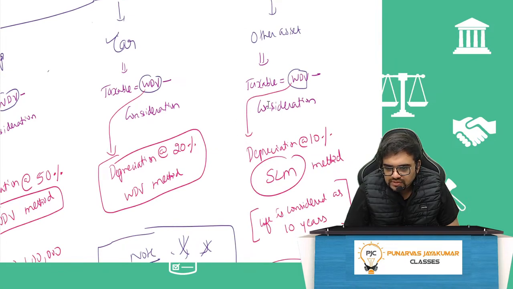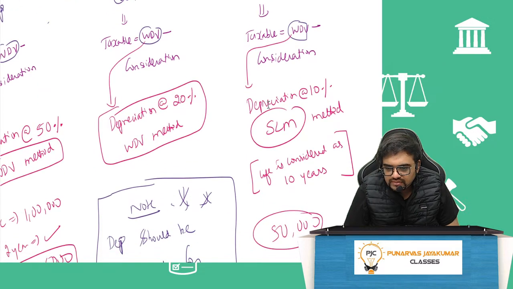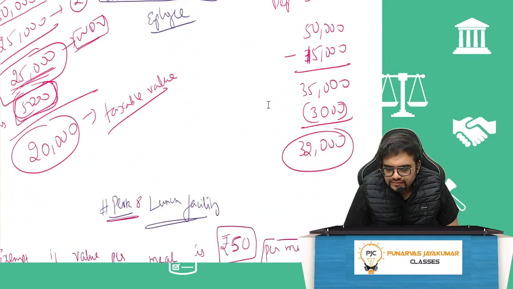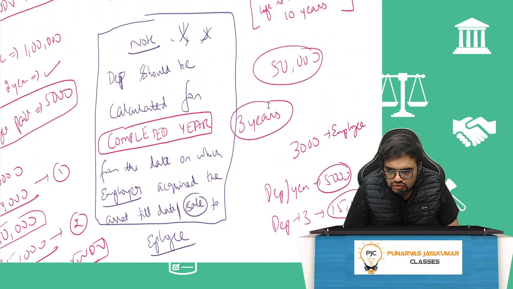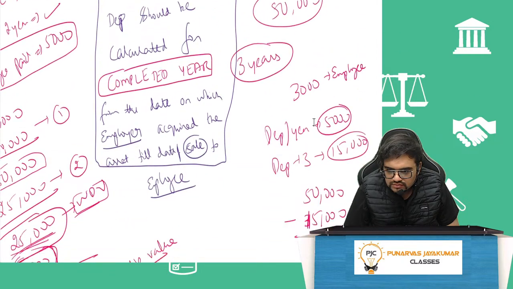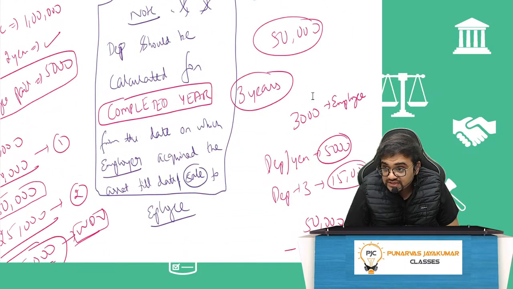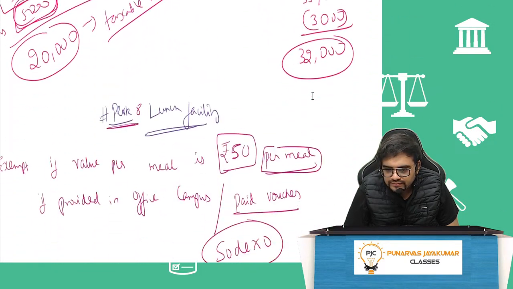Other asset, taxable, WDV minus consideration. Depreciation at 10%, SLM method. Life is considered as 10 years. So here, same thing. Depreciation per year you should take at 10% SLM. Direct SLM, mind you, not WDV.